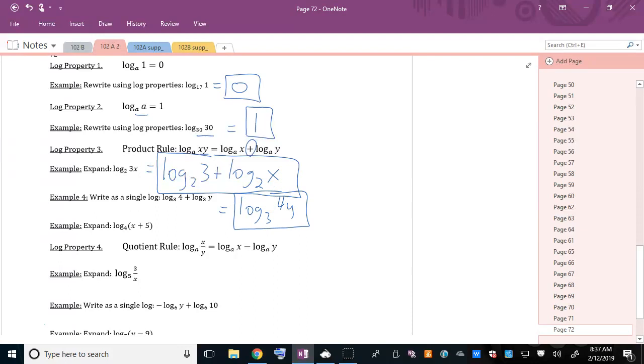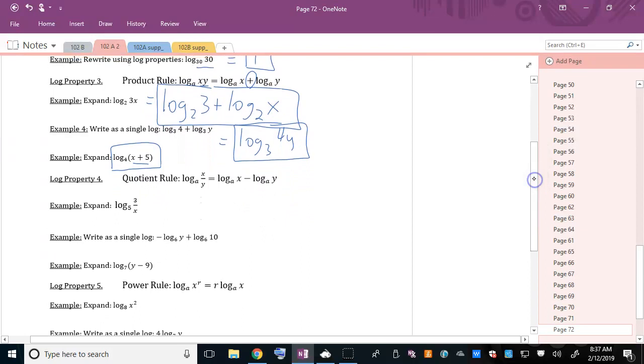Now, one common mistake that people make, if you have the log of a sum, as we have here, this cannot be expanded. I can't write that as log base 4 of x plus log base 4 of 5. That's not what my rule says I can do. So if we have this, there is nothing I can do. I have to leave it as is. Let's scroll this down a little bit.